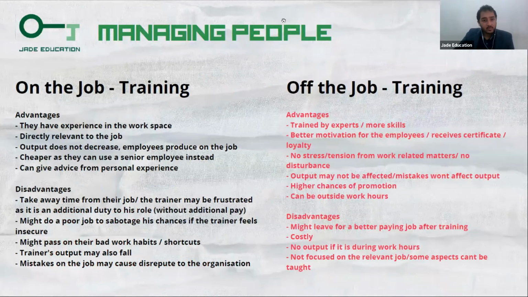On the job, off the job, another 20 marker. Okay, so let me define on the job first. On the job, guys, you're getting some old person to come and train a new person, or a senior employee to come and train a junior employee. That's one way that you can do this.